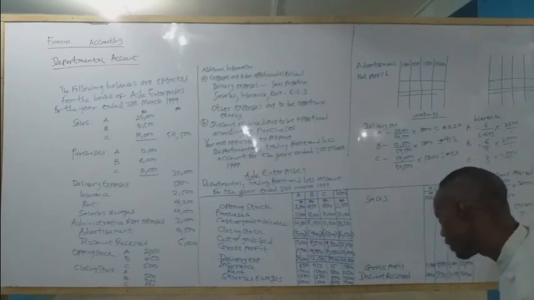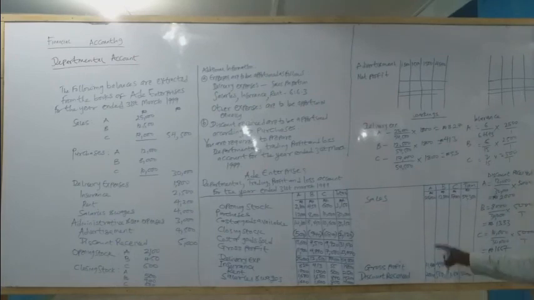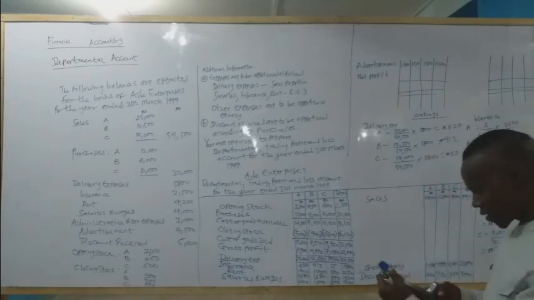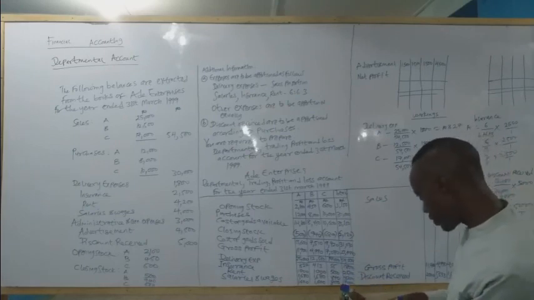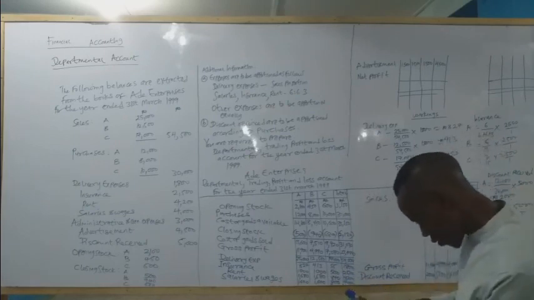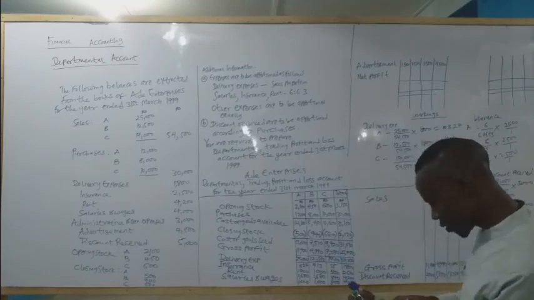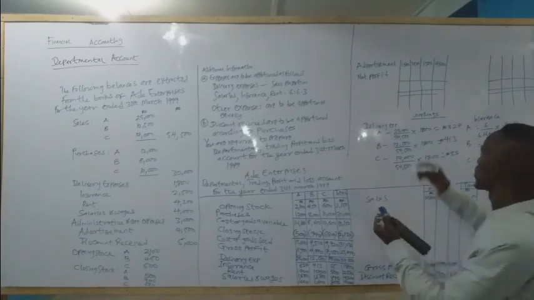So then we say 11,400 plus 2,000 equals 13,400 for department A, total income. So we are removing all the expenses: minus 827, minus 680, minus 1,600 and minus 1,500.